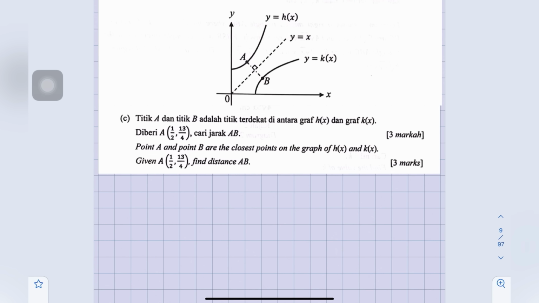C, point A and point B are the closest points on the graph of h(x) and k(x). Given point A (1 over 2, 13 over 4), find the distance of AB. Okay, so one more thing that you must know is that the object and image of any function become opposite in the inverse function. Meaning if object becomes image, image becomes object. So this is the basic concept of inverse function.